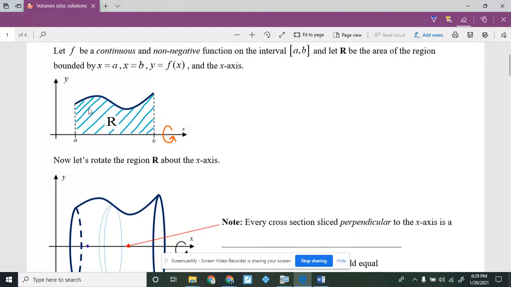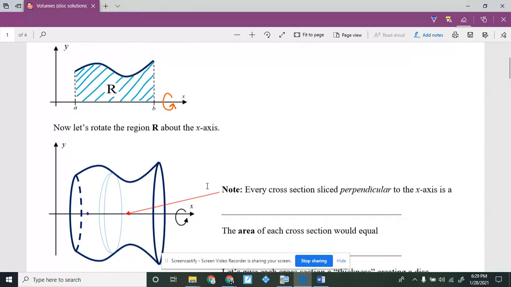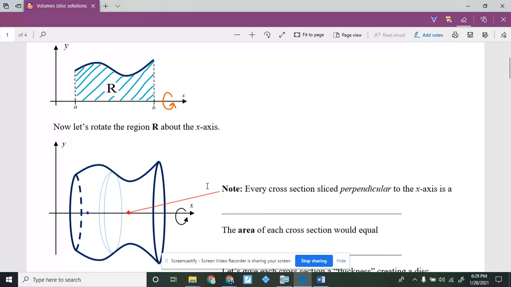So now what we're going to do is look at a region, some area. For example, the one I have here, the shaded region R, is bounded above by some curve, to the left and right by x equals a and x equals b, and the x-axis. Well, what I want to do now is take that region of area and revolve it around the x-axis. When I do, I'm going to get a three-dimensional shape. It's kind of difficult to draw, but this is a pretty decent drawing of what I got here. It almost looks like a vase that is sideways.